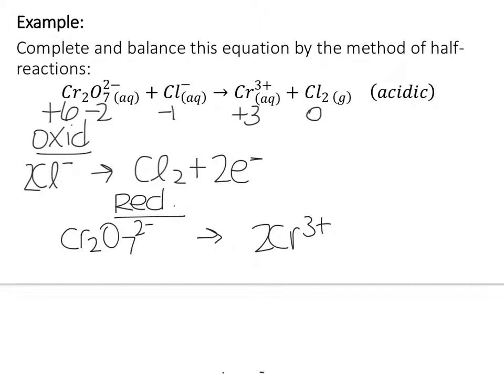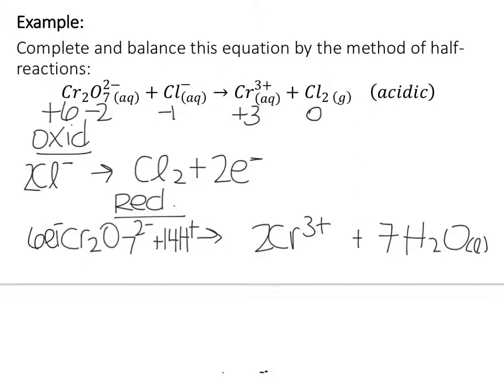I have 7 oxygen on the left, so I need to add 7 water. That means I need to add 14 H's. And now I've got a 2 minus plus 14 positive. That's a 12 positive. 6 positive plus 0. That means I need 6 electrons over here.